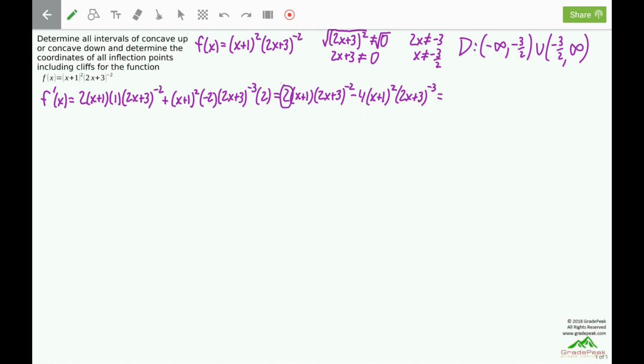There's a common factor of 2 between the coefficients. There's a common factor of x plus 1. We have a power 1 and power 2. We can factor out the lower of the two powers, so we can factor out x plus 1 to the 1. And there's a 2x plus 3 to the negative 2 and to the negative 3, and we can factor out the lowest power, which is the negative 3.